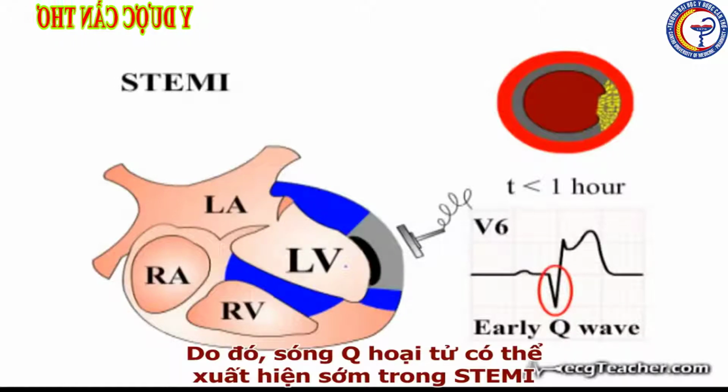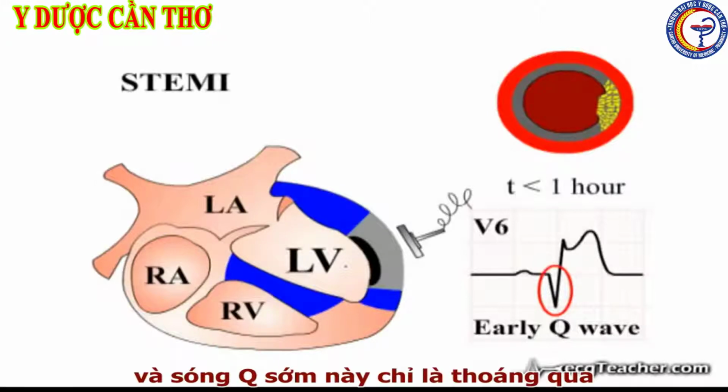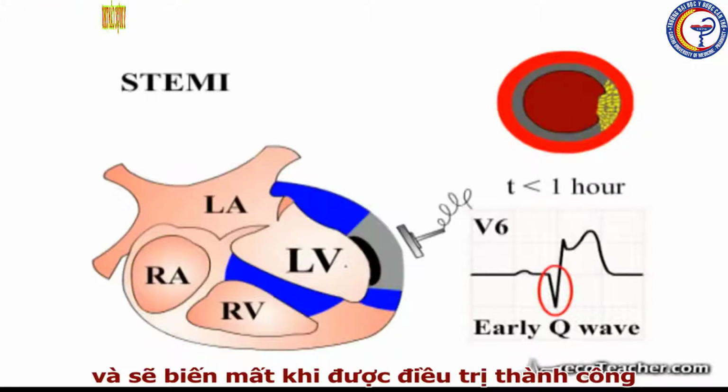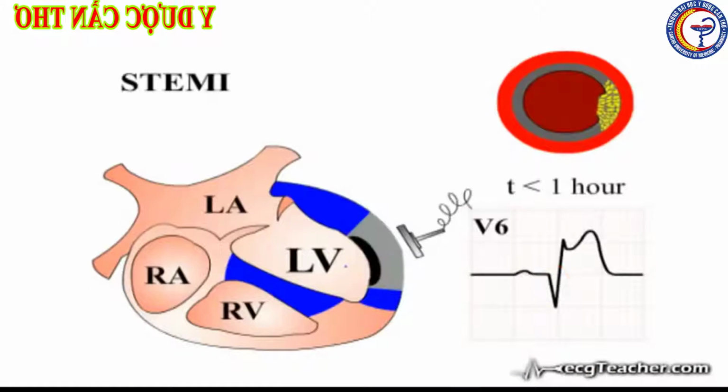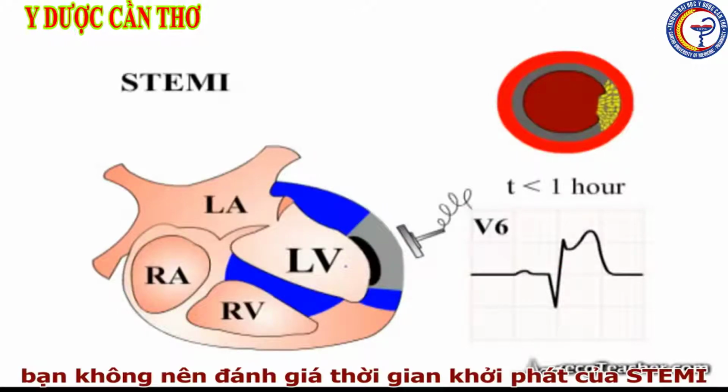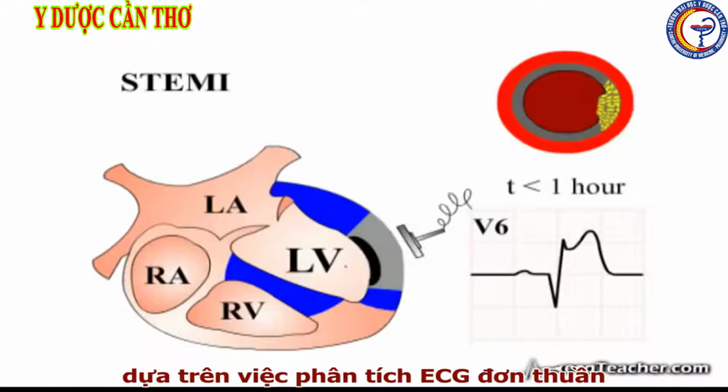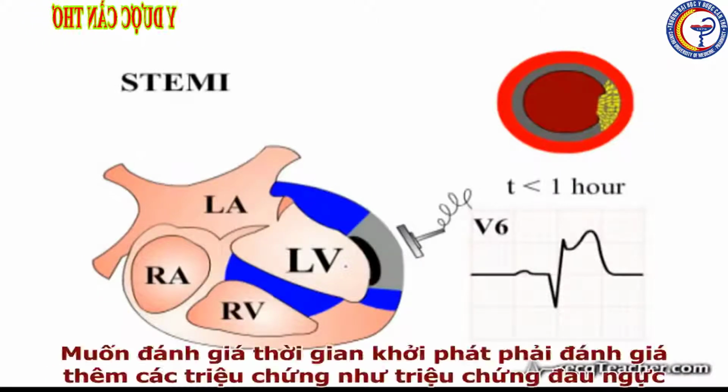Hence, pathological Q waves may occur early in the course of STEMI, and these early Q waves may be transient, disappearing with successful treatment. This illustrates a point: you should not time the onset of an ST elevation MI from analysis of the ECG alone. The time of onset of chest pain reported by the patient must be taken into account.